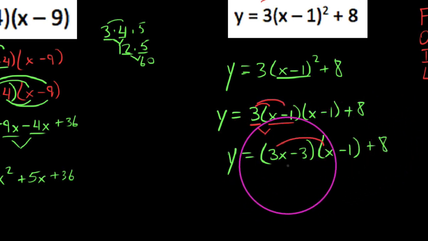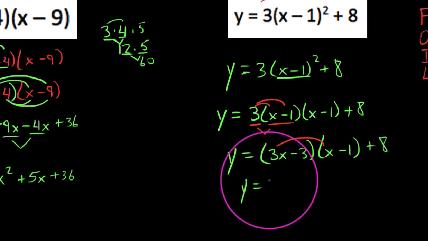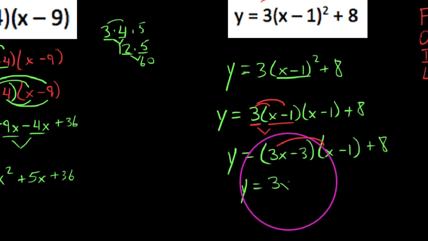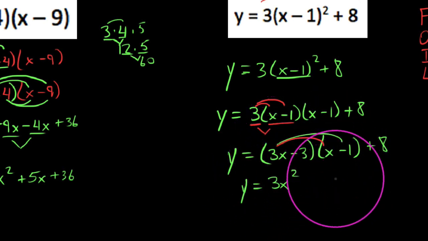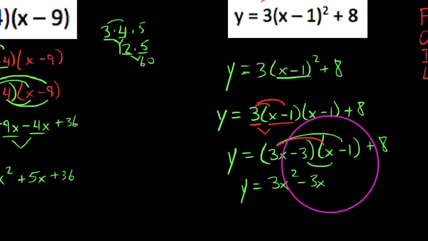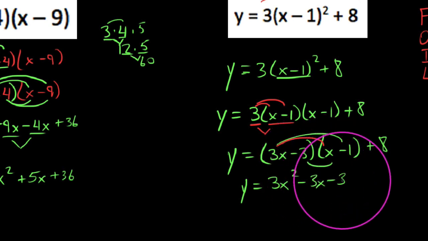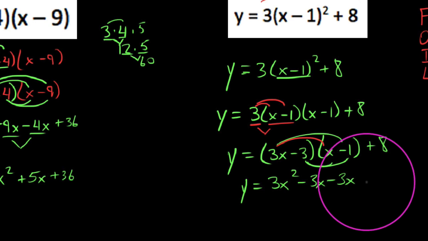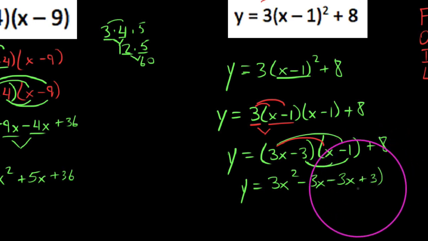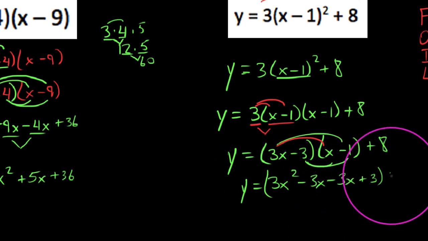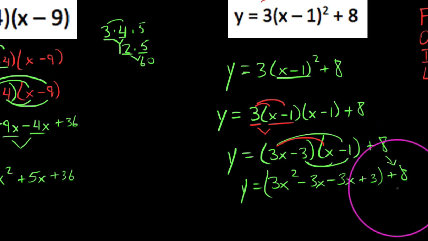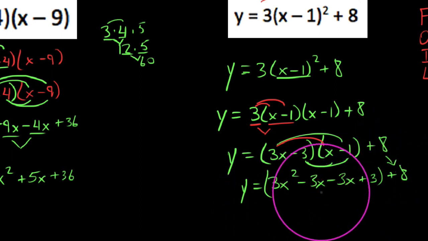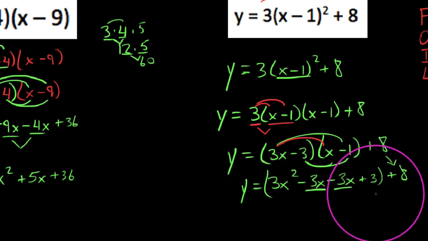So now we're going to FOIL these things out. We get this: y equals, well, 3x times x is 3x squared. 3x times negative 1 is negative 3x. Negative 3 times a positive x is also a negative 3x. And then negative 3 times a negative 1 is a positive 3. We're going to take all of that product, and we're still going to add that 8 on at the end. Don't forget your 8. So now combining like terms, we have these two terms that are like.